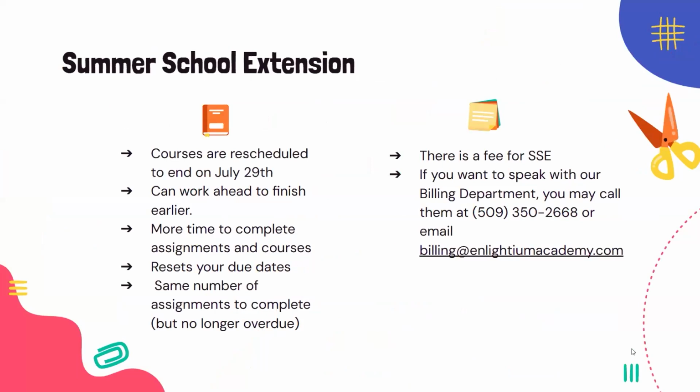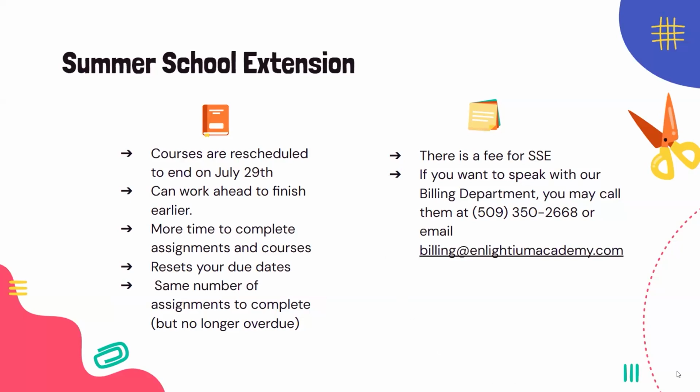And now let's talk about summer school extensions. So if you kind of fall into one of those categories that we discussed on the last slide, if you're concerned that you're not going to complete a course and you want to avoid having a failed grade or an incomplete grade, you can request a summer school extension. What an extension does is it just changes the end date of your courses to the end of July, so July 29th, instead of the current end date for traditional end students, which is June 6th. So it gives you more time to complete your assignments.